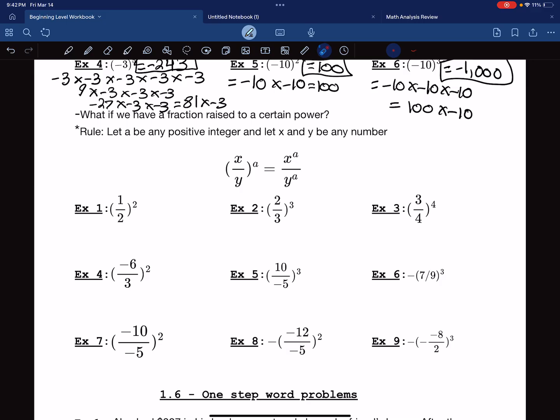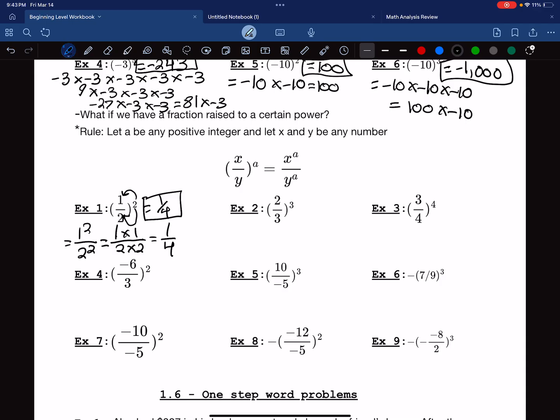So with that in mind, let's work through example 1. We have 1/2 raised to the second power, or 1/2 squared. To solve this, we're going to bring this exponent to the top and bring it to the bottom. So in other words, this is going to be 1 squared divided by 2 squared. And 1 squared is 1 times 1, and 2 squared is 2 times 2. 1 times 1 is 1, and 2 times 2 is 4. So our answer is 1/4.